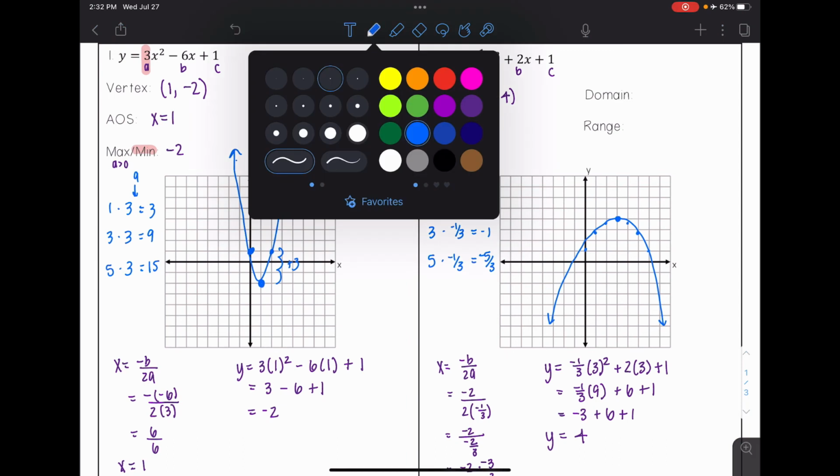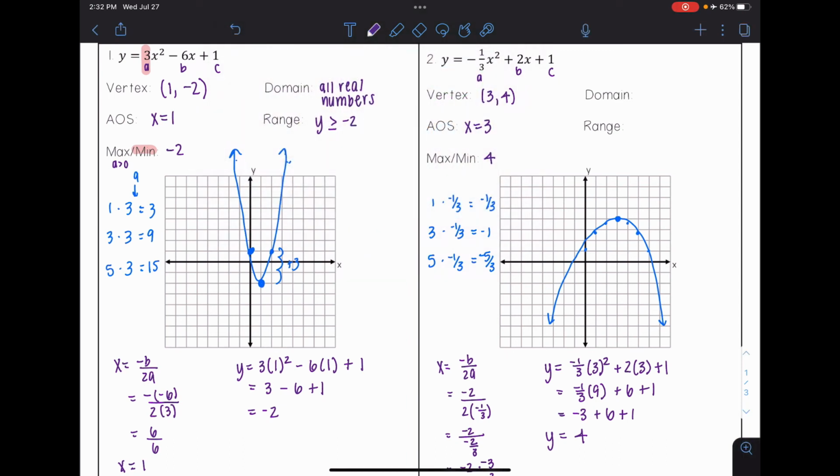So here, since I see that my graph is opened downwards, and I know that also because my a is less than 0, this is going to be a maximum. My domain is still just all real numbers. And then my range here is y is less than or equal to 4 because I have all y values below 4.